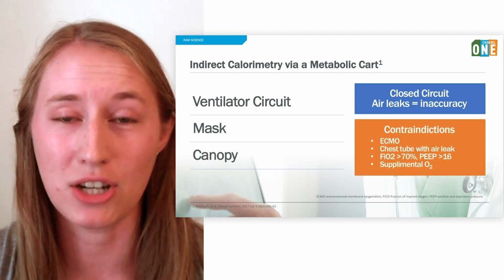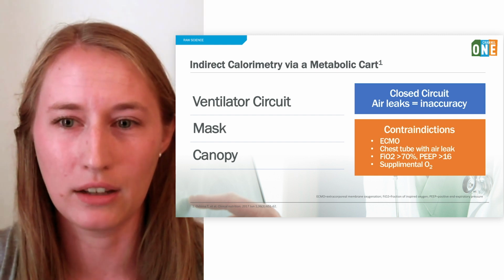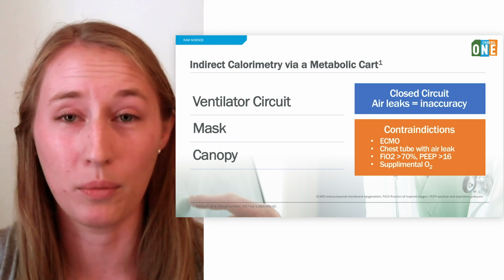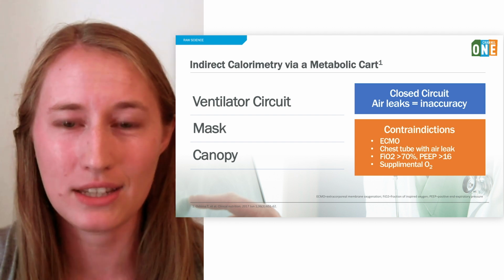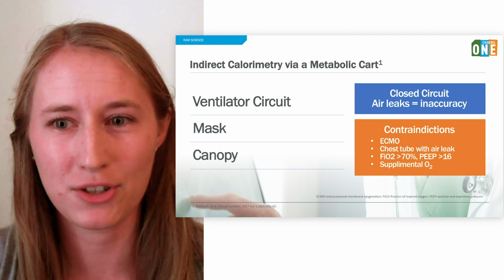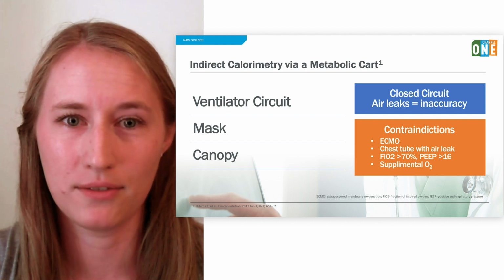Common contraindications to indirect calorimetry include ECMO, chest tubes with air leaks, and FiO2 or PEEP that's greater than 70% or 16% respectively on a ventilator circuit, and the necessary use of supplemental oxygen.